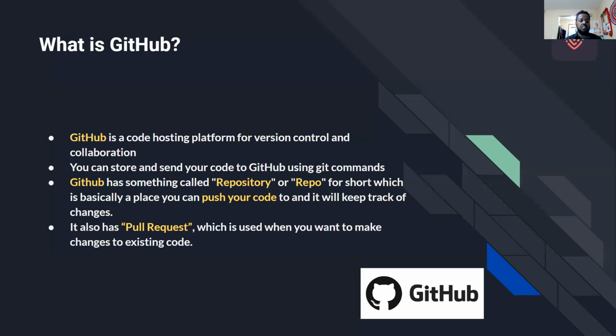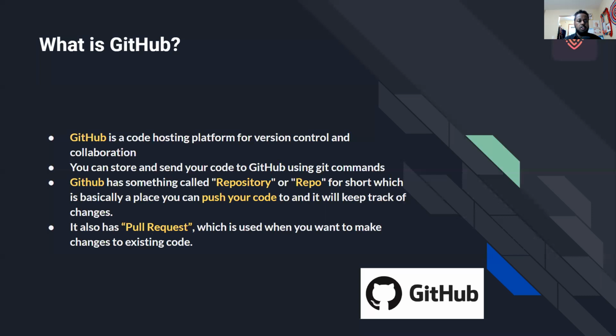So GitHub has repositories, has all the things that you need to basically push your code and save your code there. It also has something called a pull request. Sometimes people say PR. It means you push the code to your remote repository, or to your GitHub, or you push the code to another person.